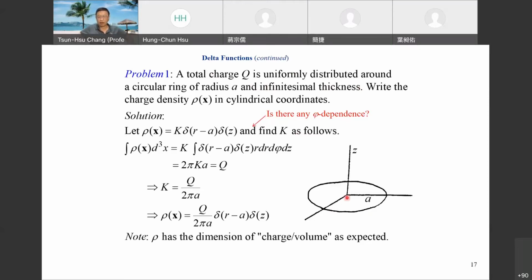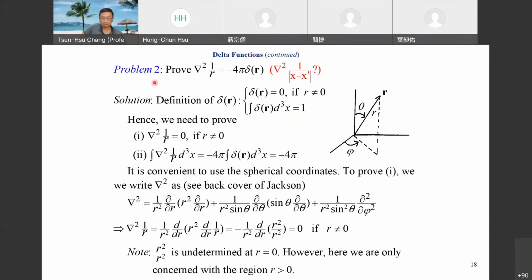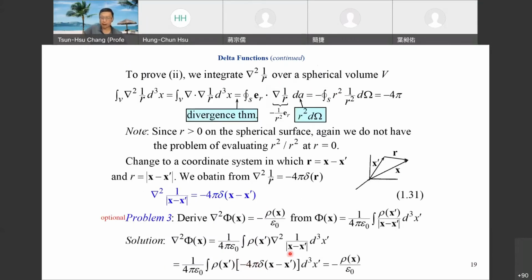For example, this is a ring. Maybe we have a straight wire, and we have anything you want, any unique spherical shell, something like that. And this is how to prove. This one is related to this one. A simple proof, separated into two parts.